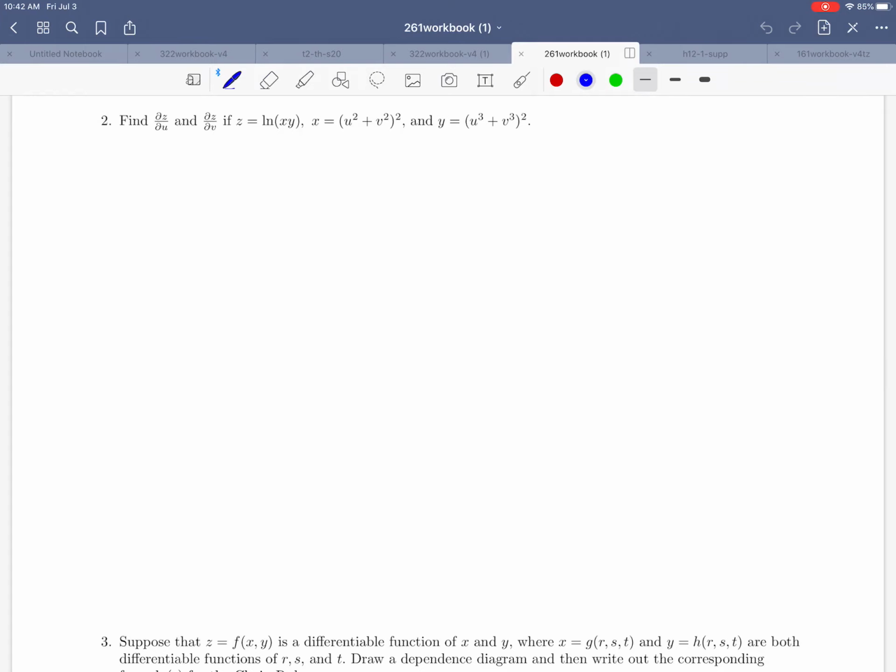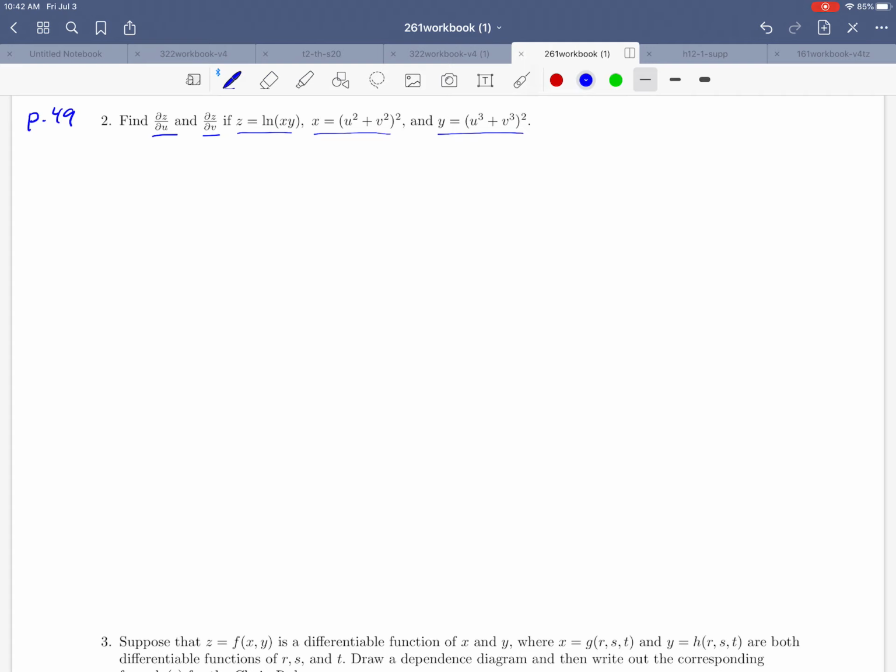Hello everybody, and welcome to exercise 2 on page 49 of the workbook. This is another example of using the chain rule to calculate derivatives. In this problem they're asking us to find the partial derivative of z with respect to u and v, given that z is ln of xy and x and y are the following functions of u and v.